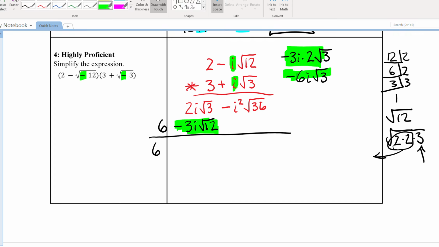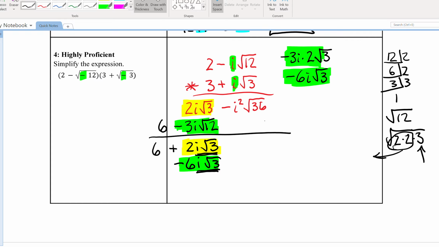The 3 and the 2 get multiplied. That's negative times positive, negative 6i, and then root 3. So I've got, as a result, 2i root 3. That's this, which is right here. And then I've got this minus 6i root 3. I'm going to rewrite it down here again. Minus 6i root 3. And the fact that they both have that i root 3 means these are like radicals, so I can combine them.